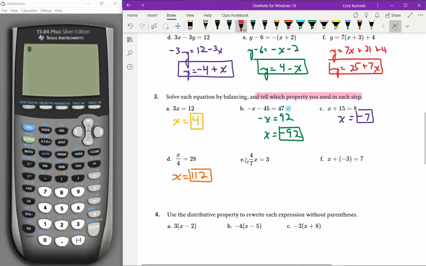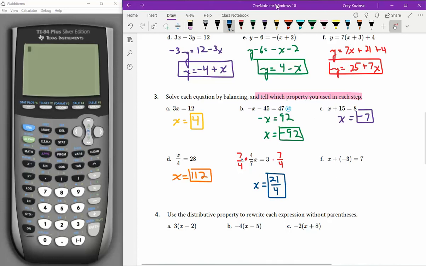This one I'm going to show a little bit more work. I'm going to multiply both sides by 7. I'm allowed to do that because of the multiplication property of equality. And that'll give me x equals 21/4. That's what I would go with. Started with fractions in the equation. We should probably finish with fractions for our answer.